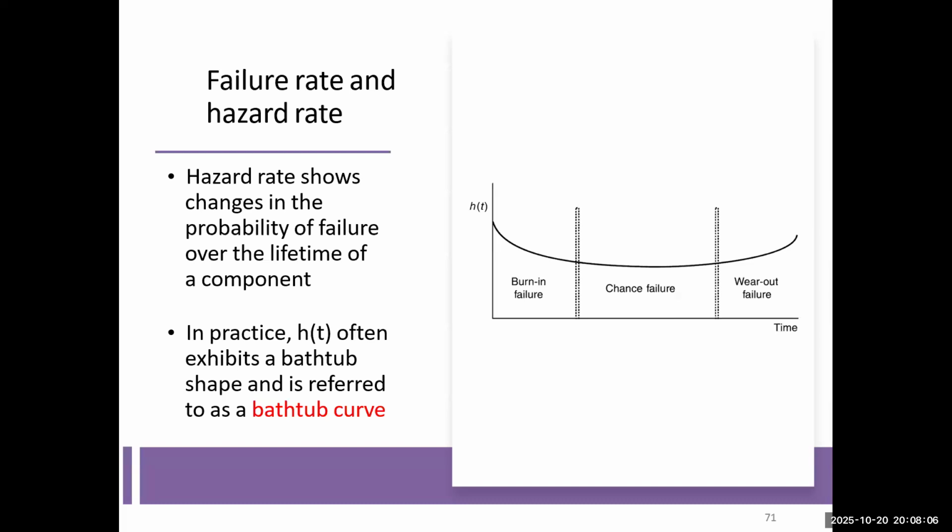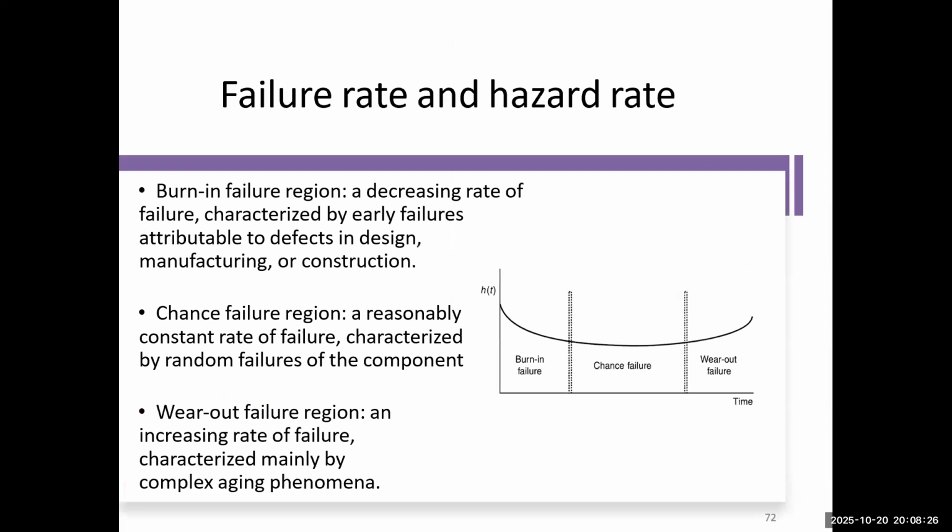So in practice, the hazard rate often follows a very distinct pattern known as the bathtub curve. This curve is divided into 3 characteristic regions, and understanding them is the key to effective maintenance and safety planning. So let's take a look at this bathtub curve. The first region is what? The burn-in failure. The burn-in failure rate is very high but decreasing.